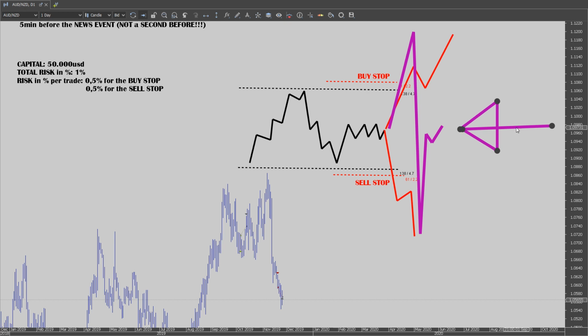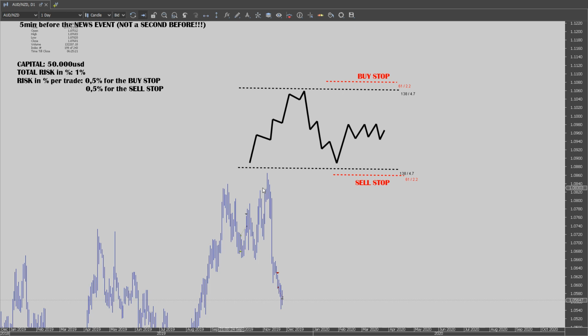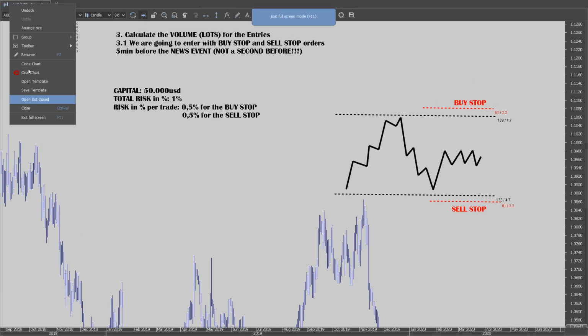90% of the time, if the central bank is going to change the interest rate, then you are going to see a spike, on the upper side or the downside, depending on the currency pair. Okay, this is just for you to clarify why we want to split our total risk in half. So if I'm going to risk 1%, then I want to risk 0.5% for the buy stop and 0.5% for the sell stop. Okay, so let's move on with the calculation.